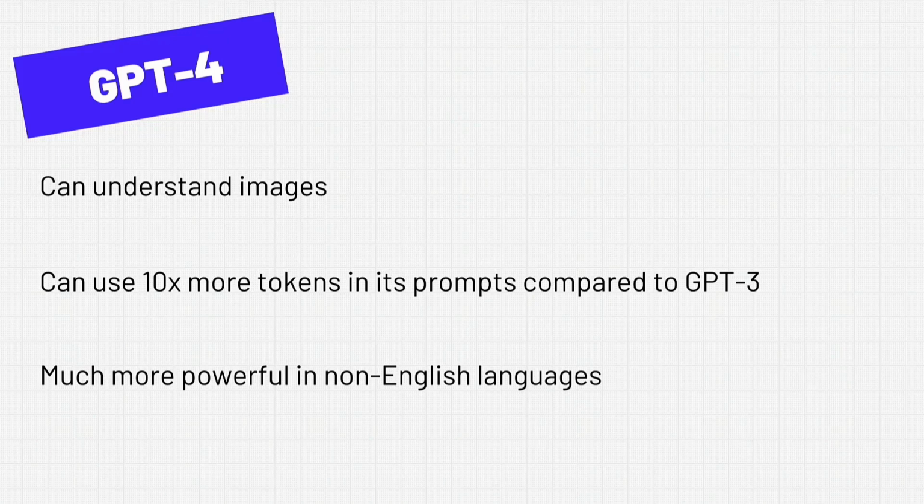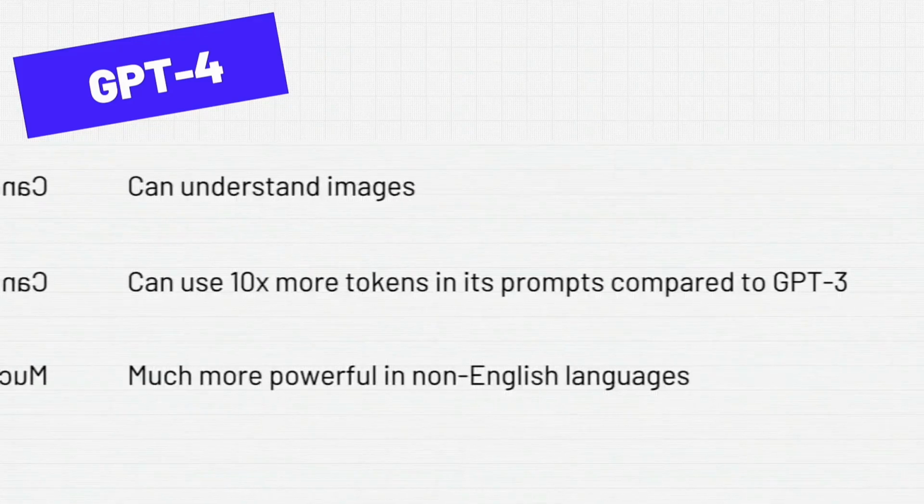The big differences between GPT-4 and GPT-3 are that GPT-4 can actually understand images. You can feed in an image as a prompt and it will understand that image, which is very cool. You can use 10 times as many tokens in its prompts compared to GPT-3, so you can give your bot a whole lot more context, and if you're having a conversation, the bot can remember a lot more of that conversation. It's also a lot stronger in non-English languages.